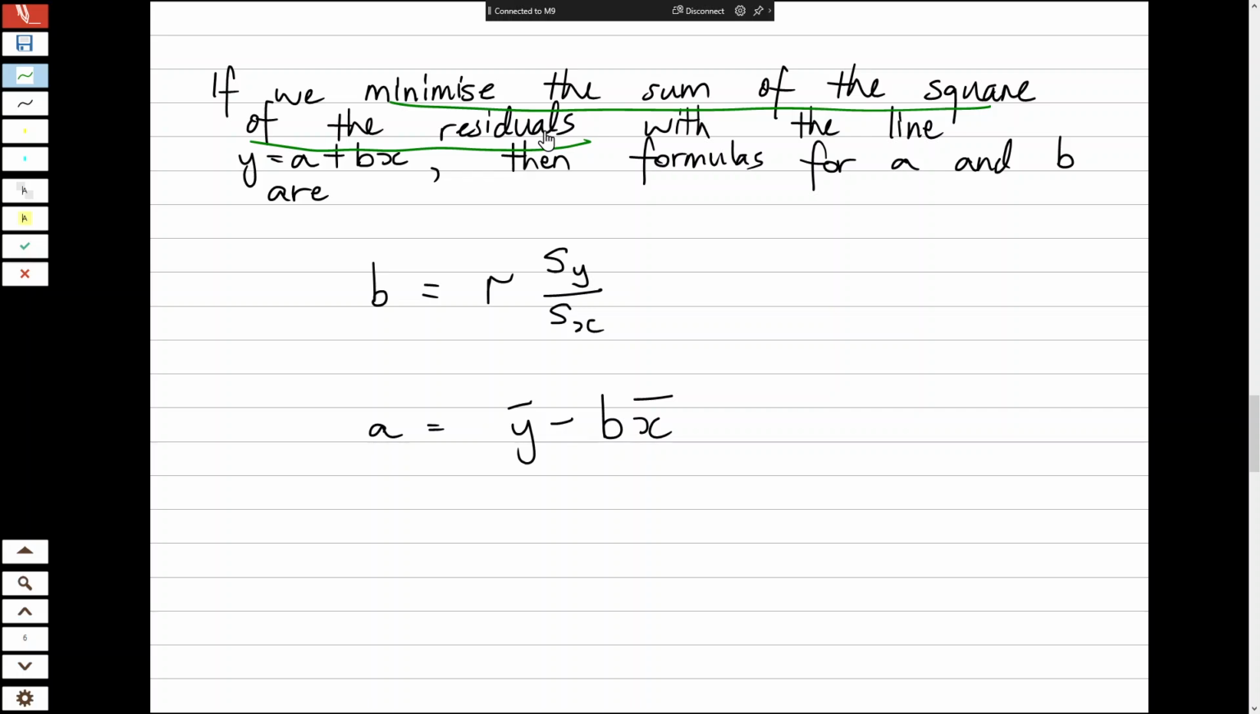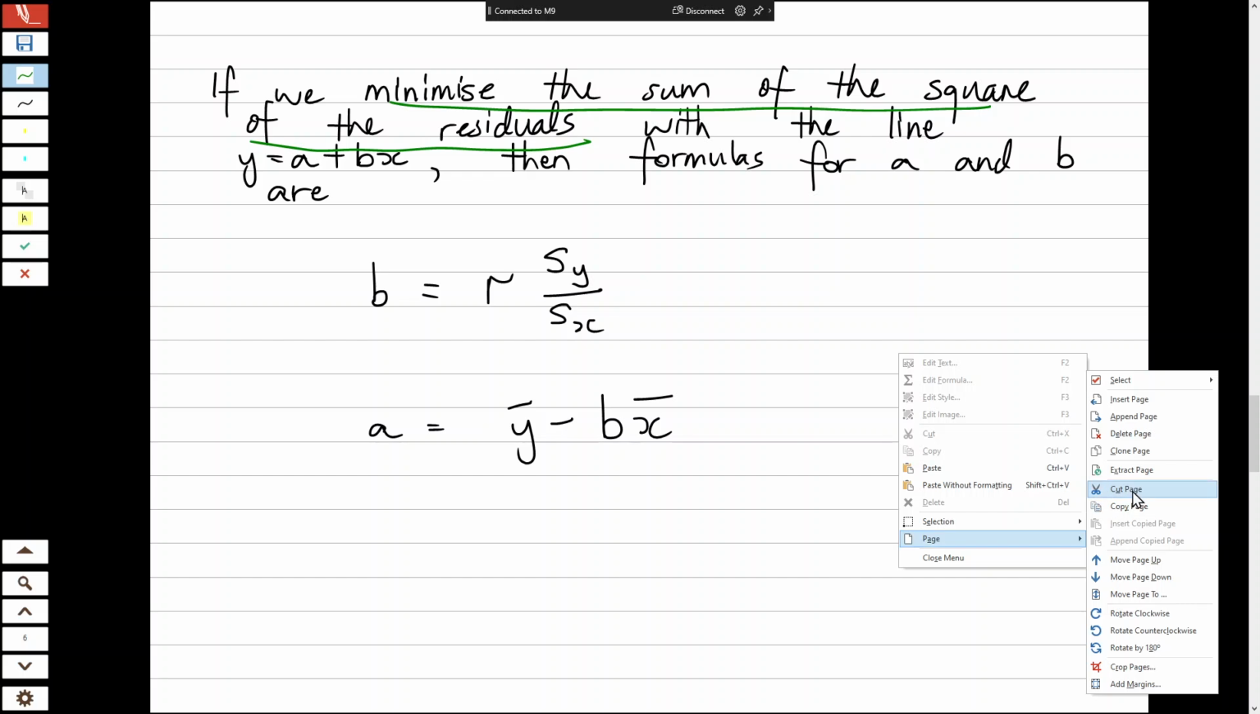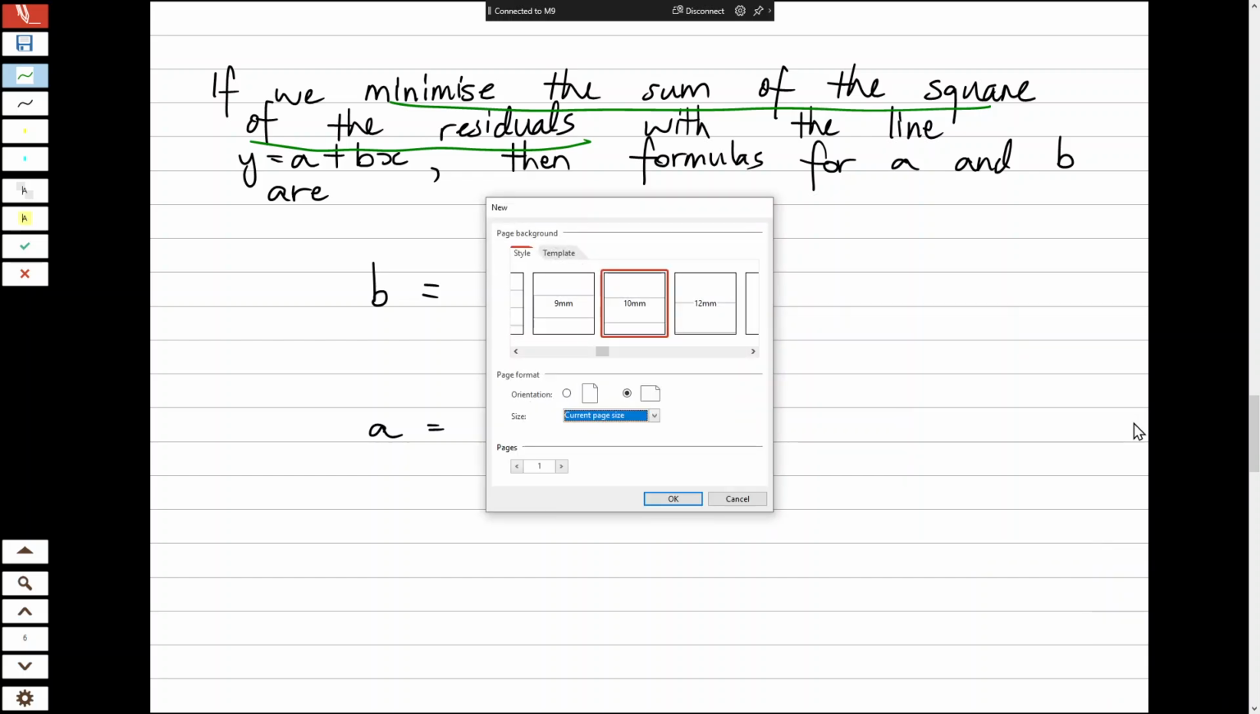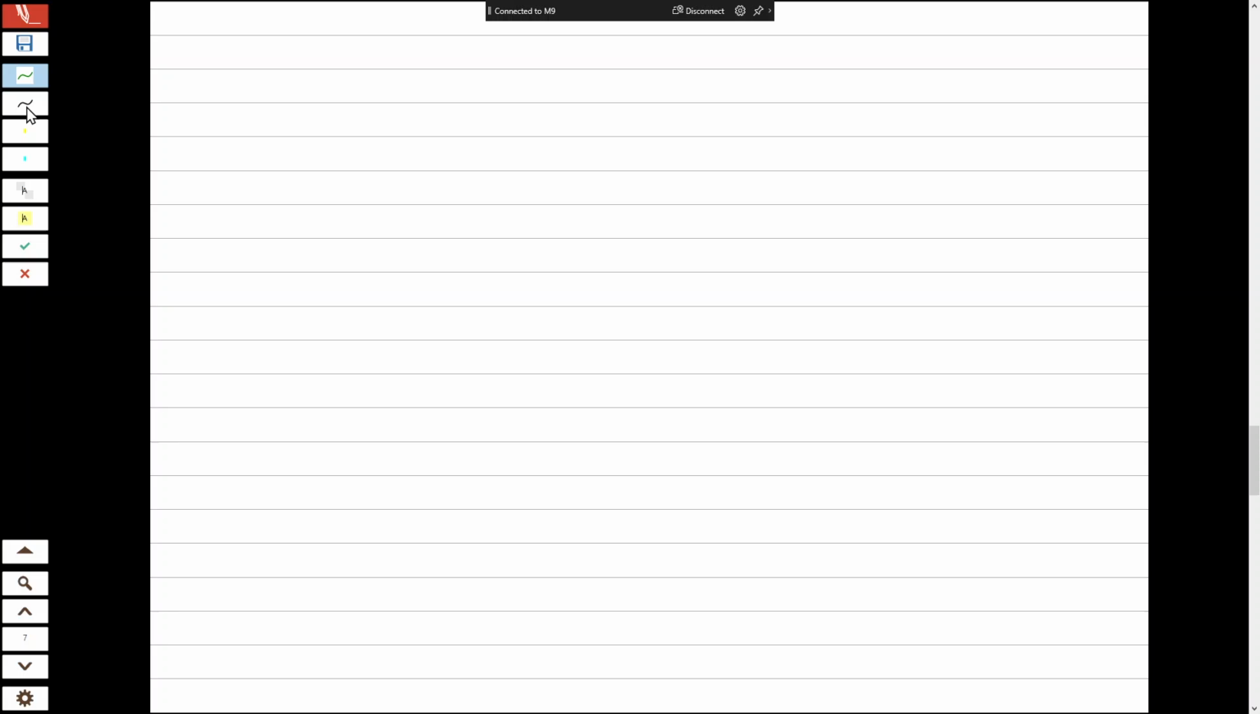So now there are two cases. Case one is where I just give you the summary statistics and you have to use these formulas. Case two is where you get the raw data and you do it on the CAS. So I think we should do both. So I think we will start with an example involving the formulas. I'll write the formulas down if you haven't got them. So B is R sy times Sx, and A is y bar minus bx bar.